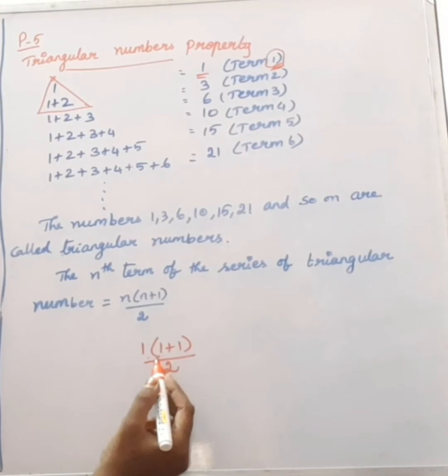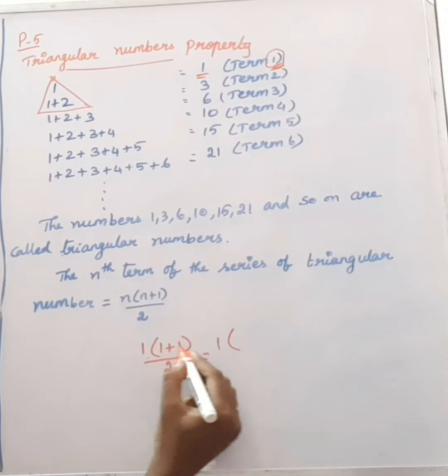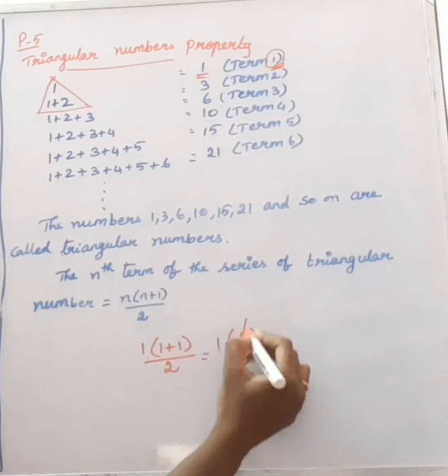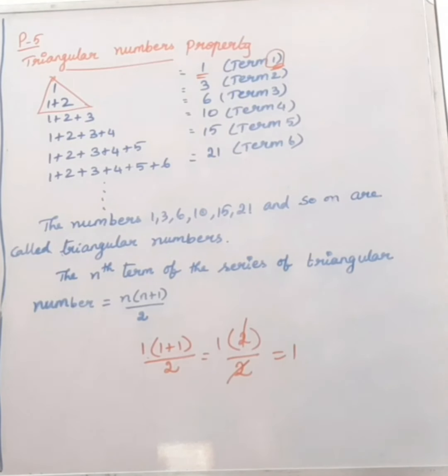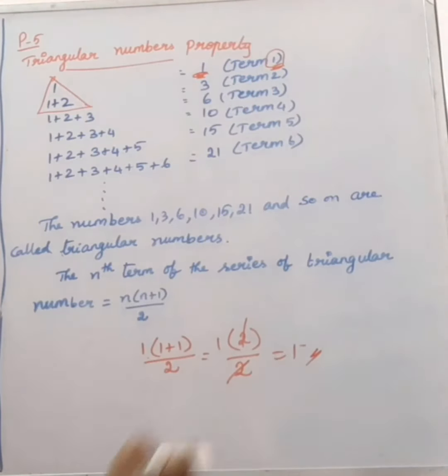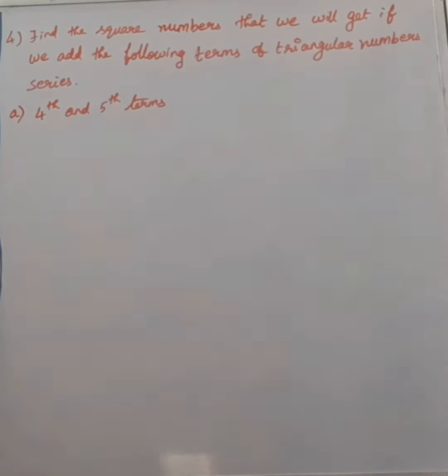So 1 into 1 plus 1. So what do we get? 1 into 1 plus 1 value is 2 by 2. 2 and 2 get cancelled and the remaining answer is 1. Now we get the answer here. The same answer we get here now. So by using this formula, we want to solve this exercise. Okay. Now let us see the next one.